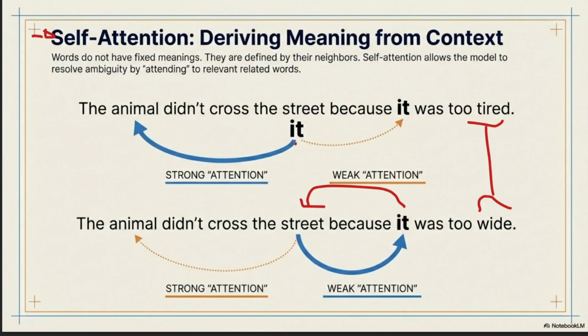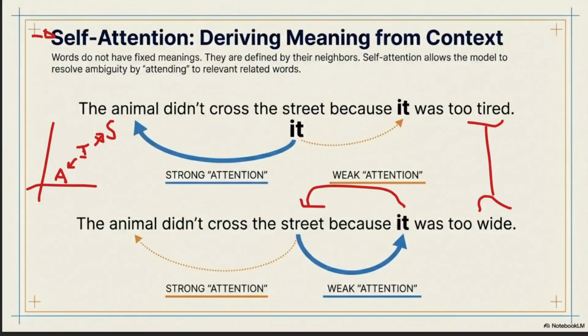So self-attention allows the word "it" to look at all other words in the sentence. If the context is, for example, tired, the model calculates a strong gravitational pull towards animal. So if it was between animal and street, if the context was too tired, we should get closer to animal, but if it was wide, closer to the street.